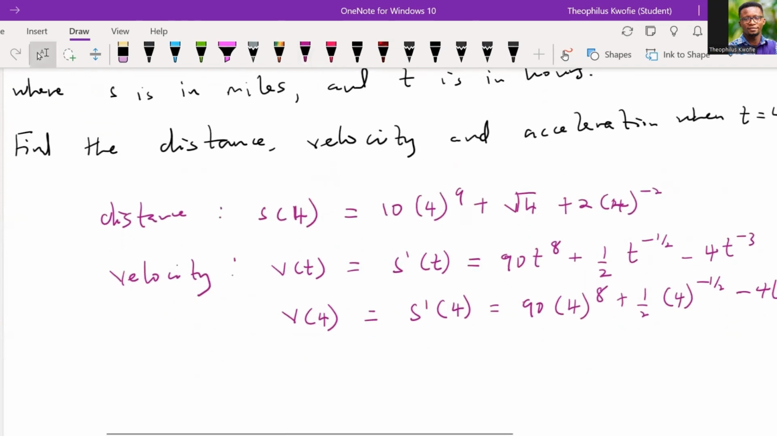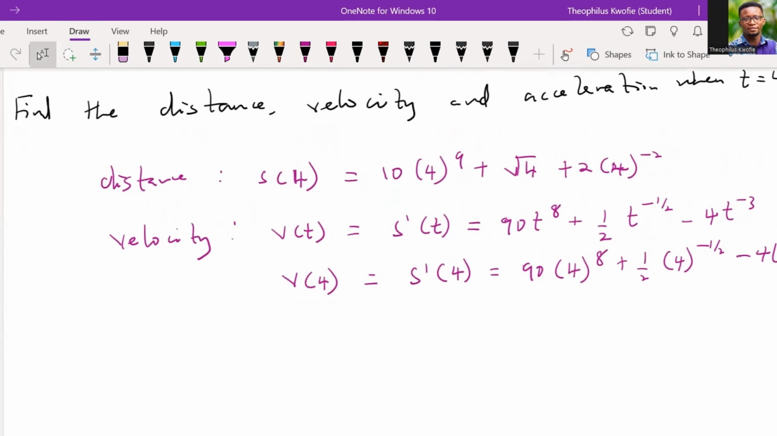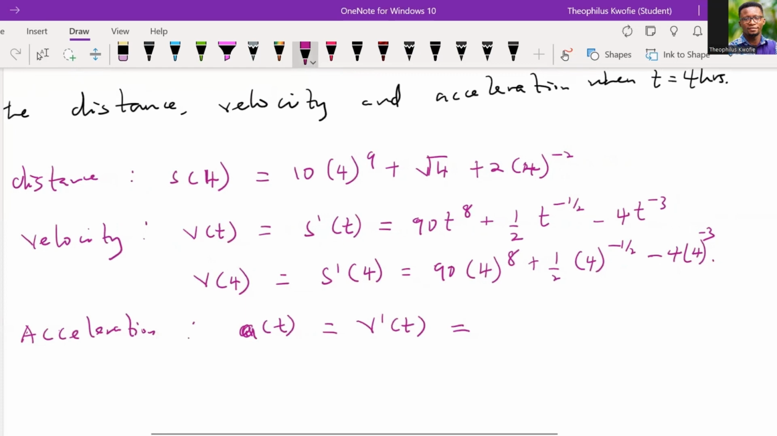Now, what about the acceleration? What then becomes the result for the acceleration? We claim that acceleration, which is denoted a of t, is just going to be what? The derivative of the velocity. Okay, and then what becomes the derivative of the velocity? This is our velocity, right? This is what we had as our velocity. What then becomes its derivative?